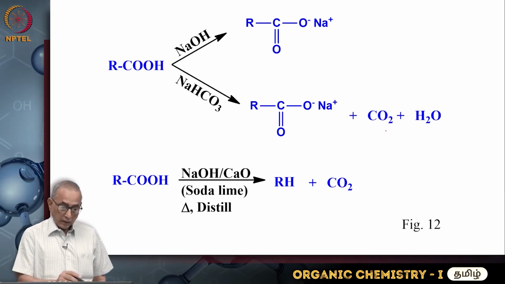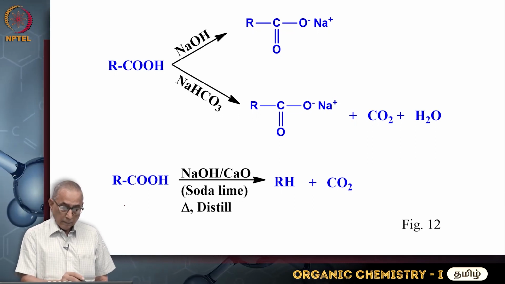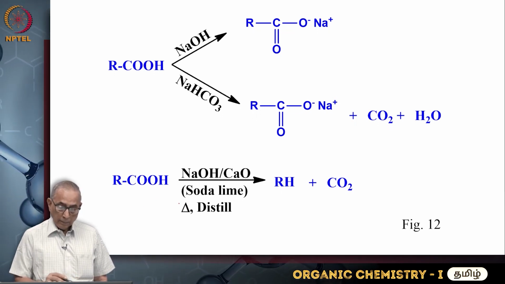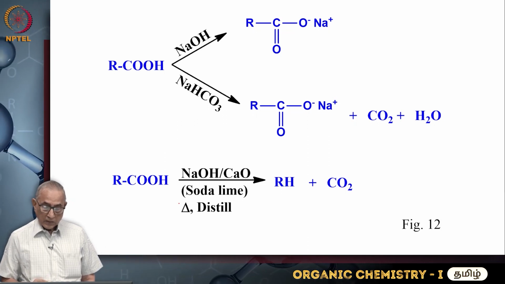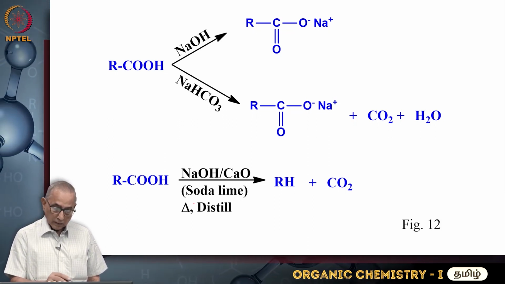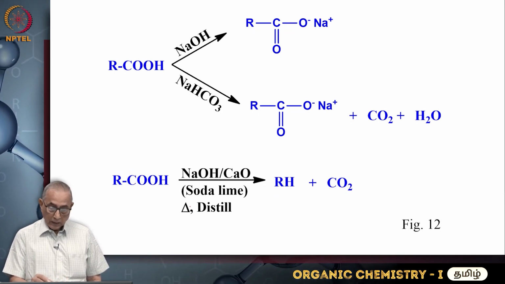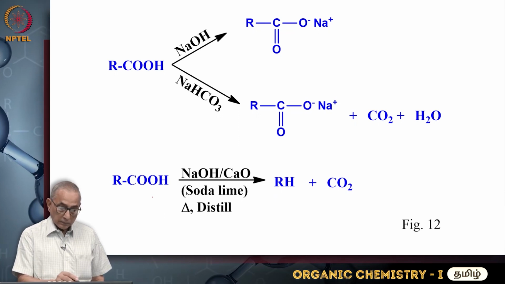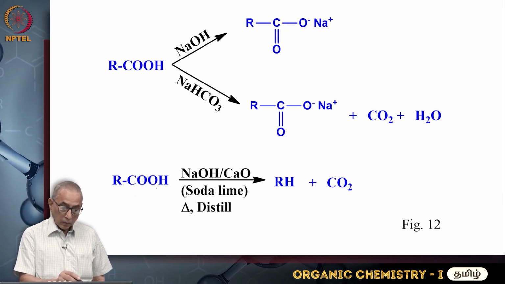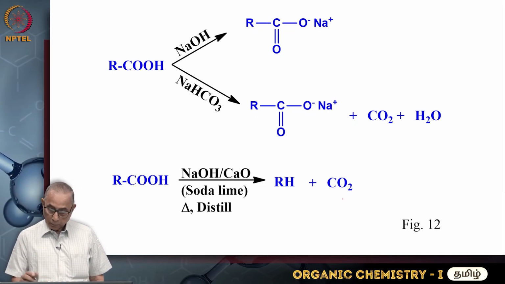These are reactions of carboxylic acid. If you treat RCOOH with sodium hydroxide plus CaO, this is called soda lime. This is lime, this is sodium hydroxide, soda. If you distill it at high temperature, you get decarboxylation. This CO2 is removed. H will get attached to R. You get RH, the hydrocarbon, plus CO2.